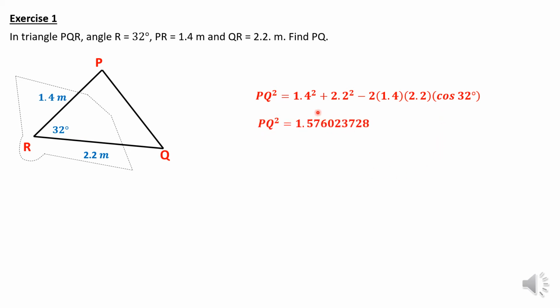Now you can punch that in just like that on your calculator, and you eventually end up with something like this. But remember, we're not looking for PQ squared, but rather PQ. So to get rid of that square, we take the square root. And then you can give your answer correct to the degree of accuracy that the question demands. In this particular case, I gave it to 3 significant figures as 1.26 meters.